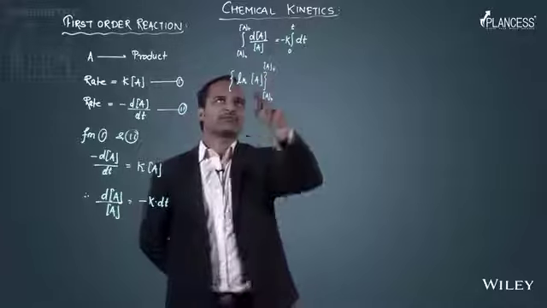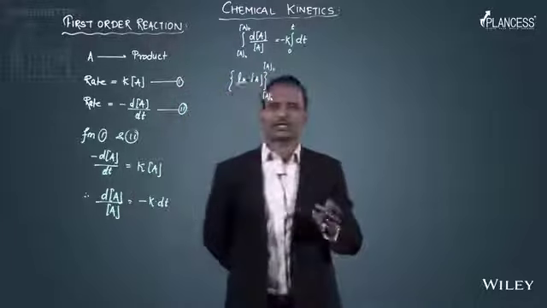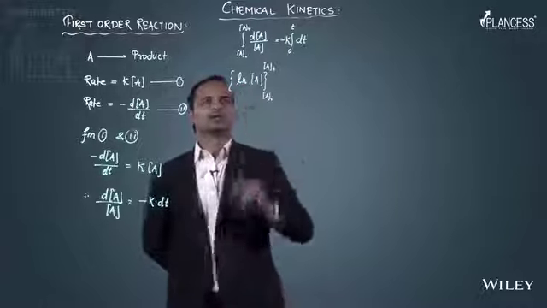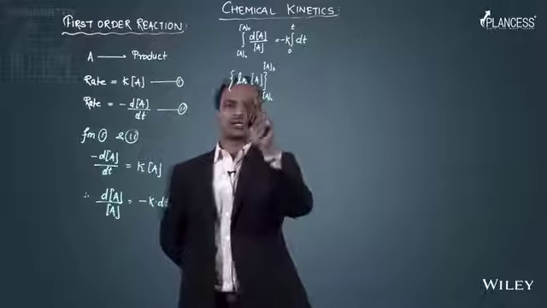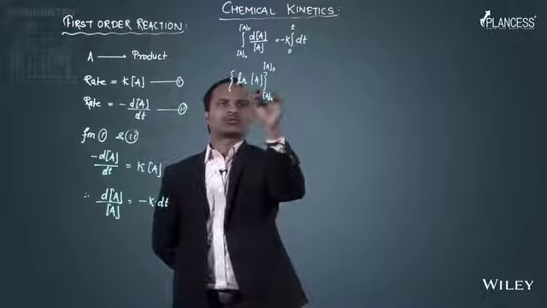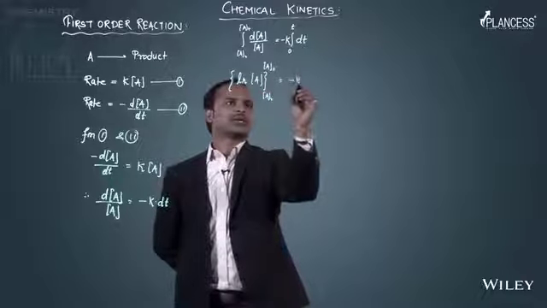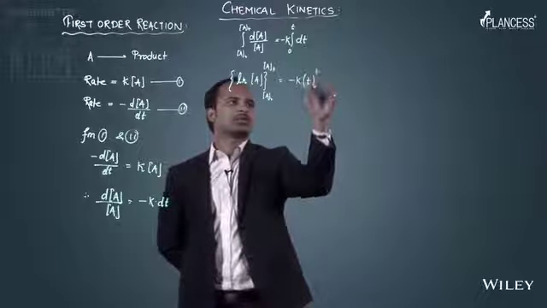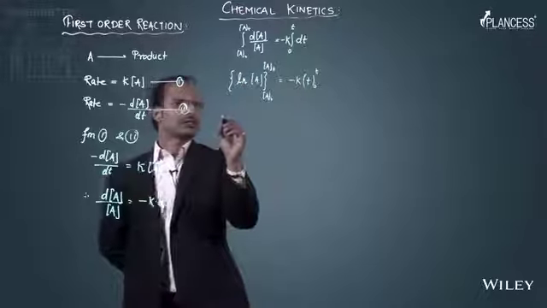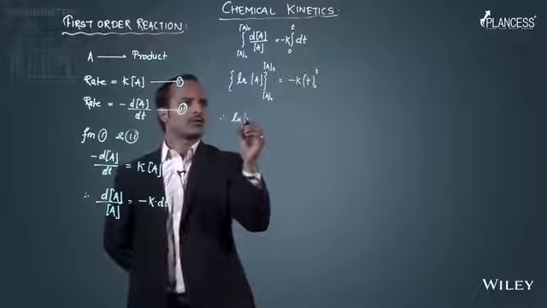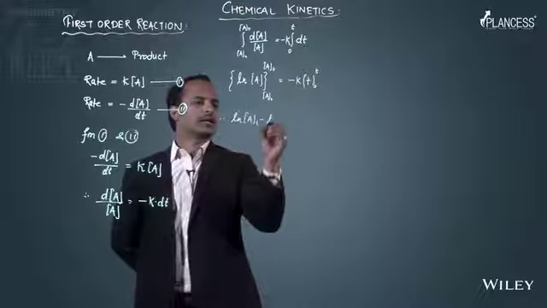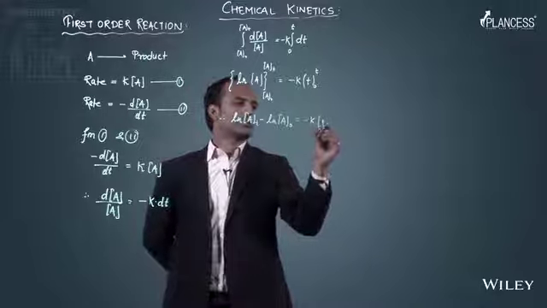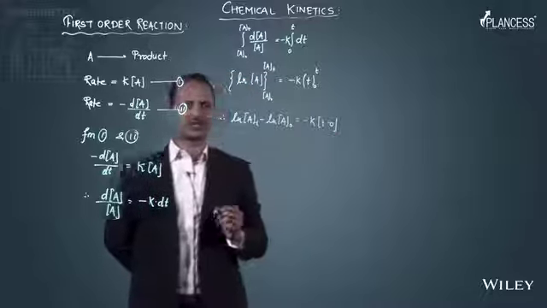What is ln? When we write the integration of 1 upon A, it is log A, but that log is log to the base e, a natural or exponential log. Instead of writing log e in full, we just write ln. So ln A equals minus K into dt, and the integration of dt is t, from 0 to t. So ln At minus ln A0 is equal to minus K times (t minus 0), that is, upper limit minus lower limit.